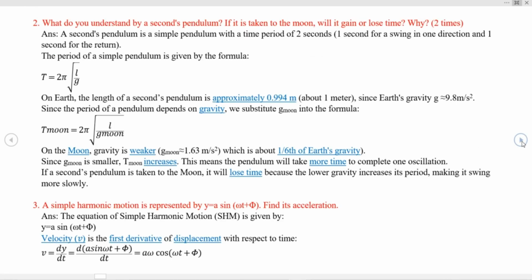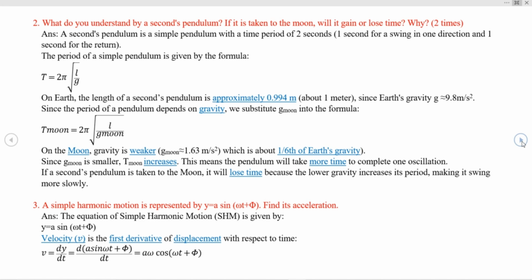Next question we have is, what do you understand by a second pendulum? If it is taken to the moon, will it gain or lose time, and why? It has been asked 2 times, so it is an important question, we must say. So the answer should be like, a second pendulum is a simple pendulum with a time period of 2 seconds. That is 1 second for a swing in one direction and 1 second for the return.